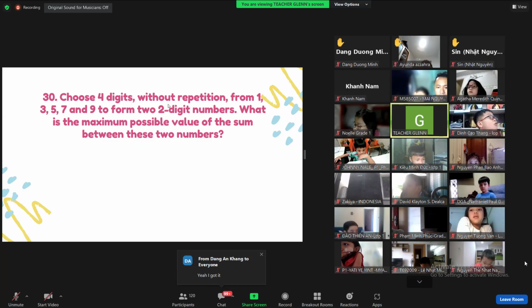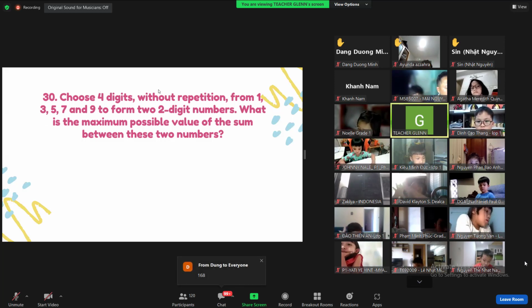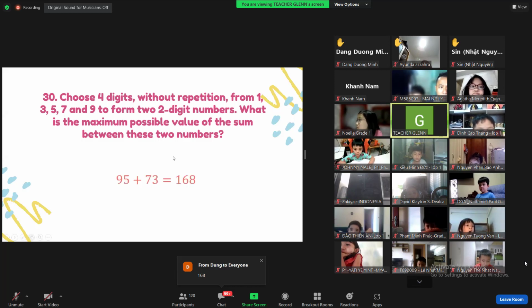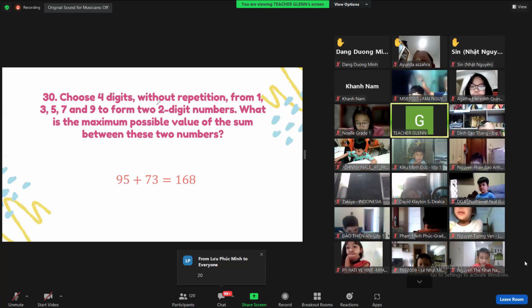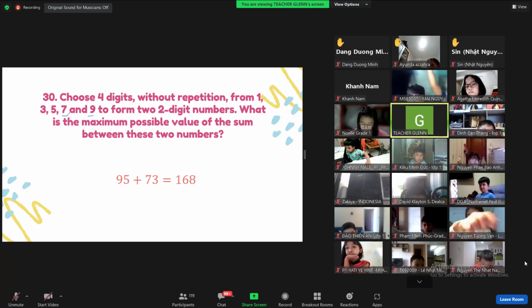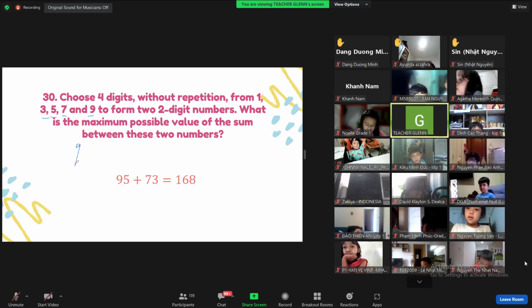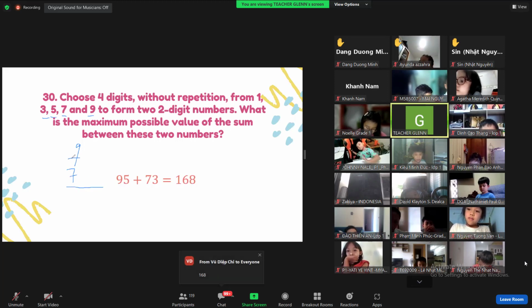Choose 4 digits without repetition from 1, 3, 5, 7, and 9 to form 2-digit numbers. What is the maximum possible value of the sum between the two numbers? So first, we're going to choose 4 numbers. Among the numbers, we're going to choose the largest. So the largest numbers are 9, 7, 5, and 3. Next, we're going to get the two largest numbers. So that will be our first digit for our two numbers.